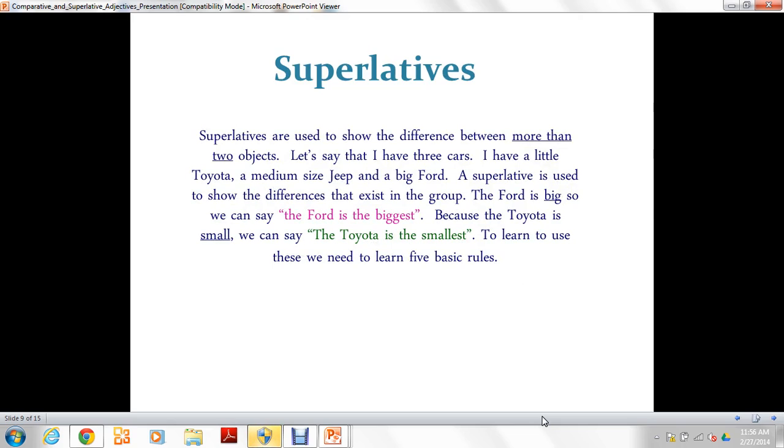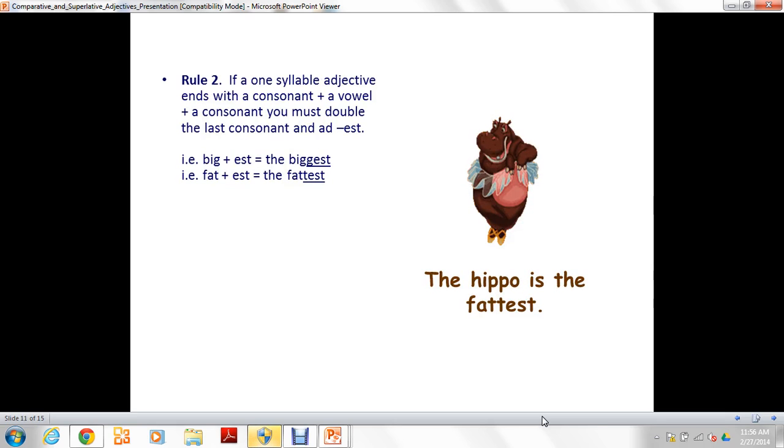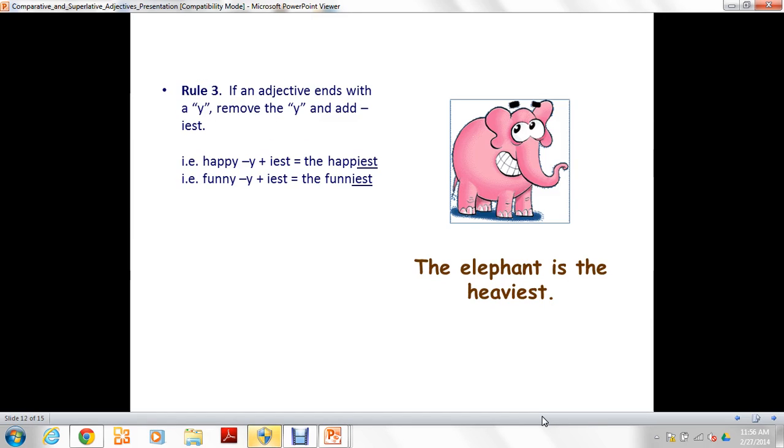Superlatives. Simon, come into the room and close the door. Rule number 1, if an adjective has one syllable, we add the ending EST to the adjective. Rule 2, if a one-syllable adjective ends with a consonant plus a vowel plus a consonant, you must double the last consonant and add EST. Rule 3, if an adjective ends with a Y, remove the Y and add IEST.